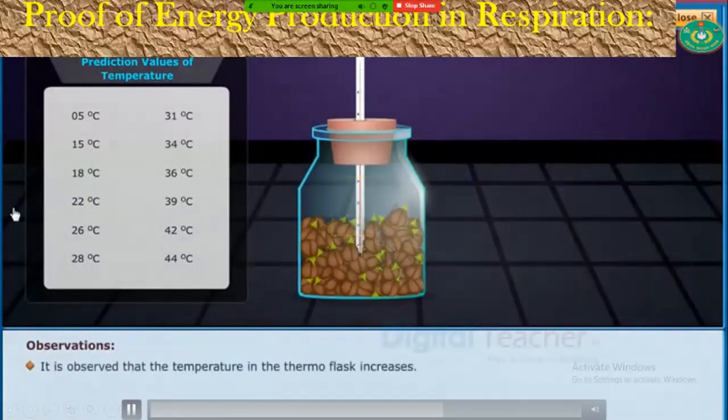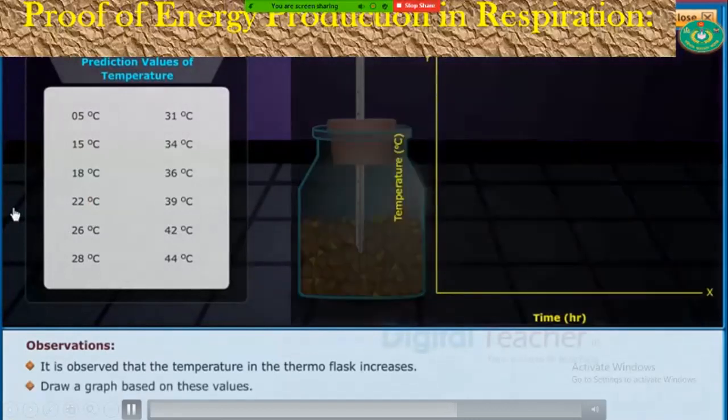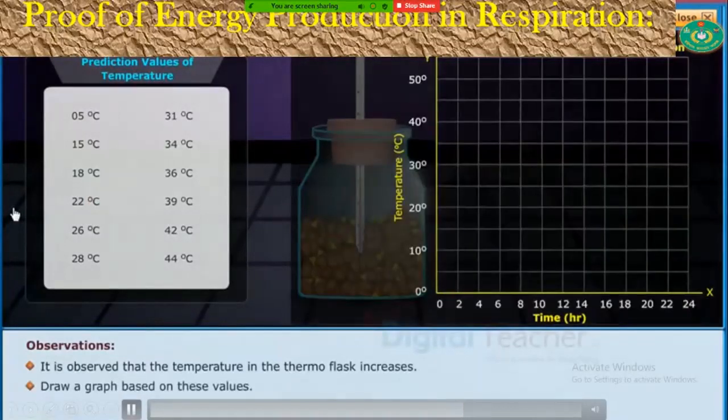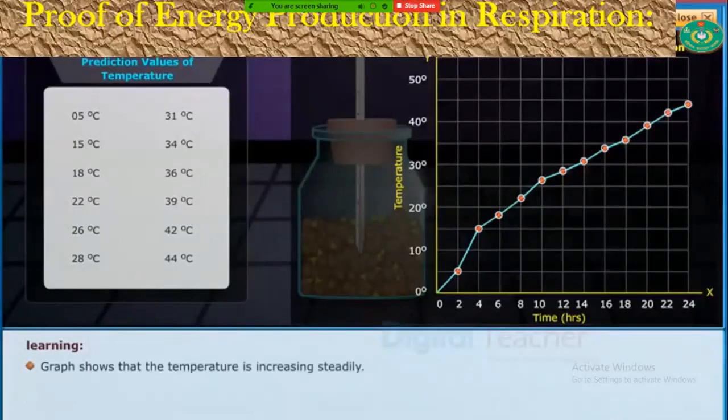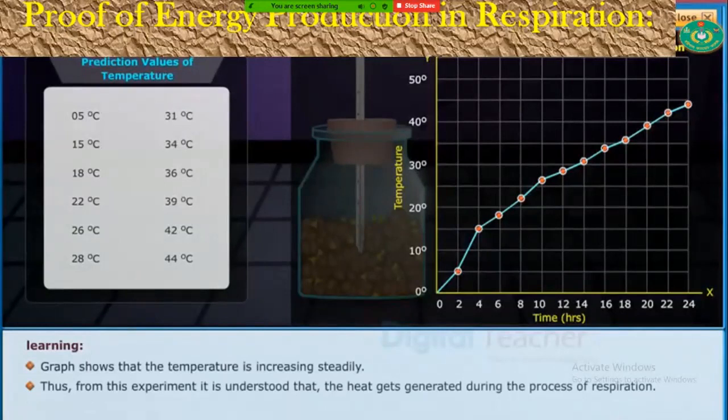It is observed that the temperature in the thermoflask increases. Draw a graph based on these values. Graph shows that the temperature is increasing steadily. Thus, from this experiment, it is understood that heat gets generated during the process of respiration.